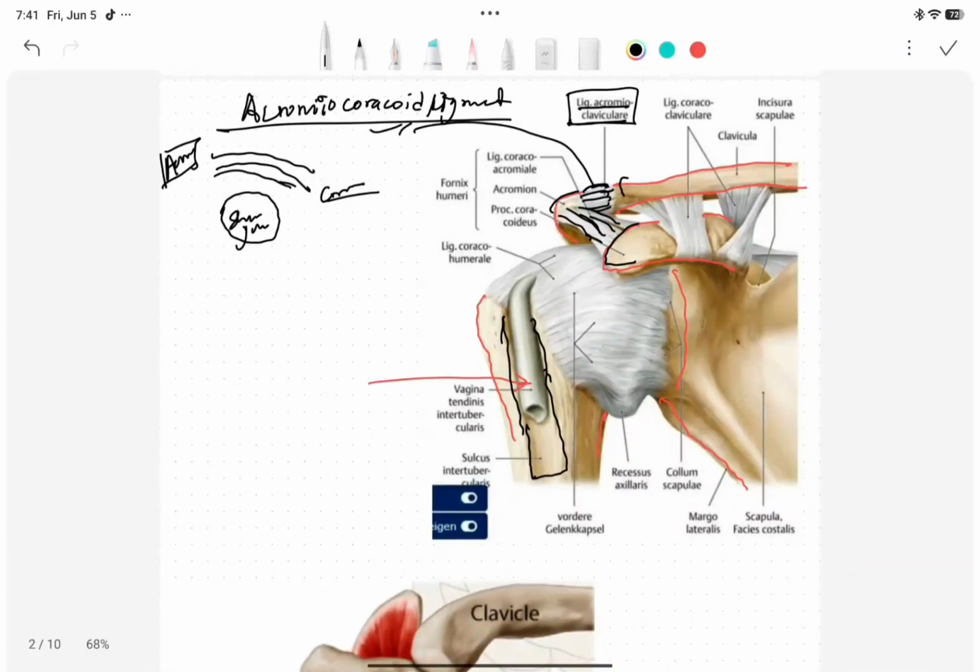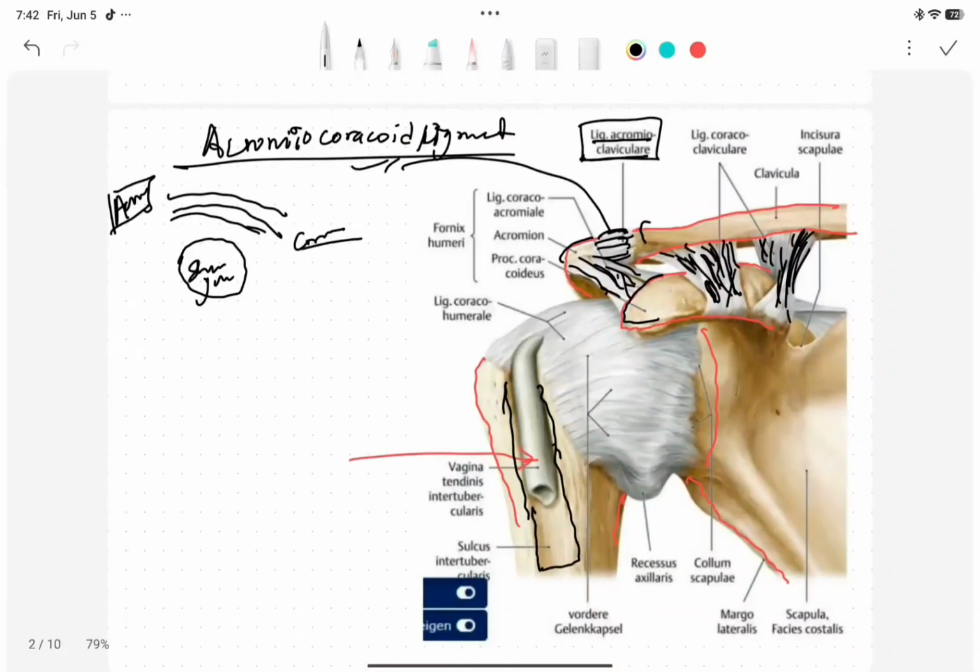So that forms the arch, and there are ligaments that arise from the coracoid process and are inserted into the clavicle, that give stability to the clavicle during shoulder movement. To keep this clavicle stable while the shoulder moves, there is the coracoclavicular ligament. This is the coracoclavicular ligament, and this is the coracoacromial ligament. Simply, we can call it like that.